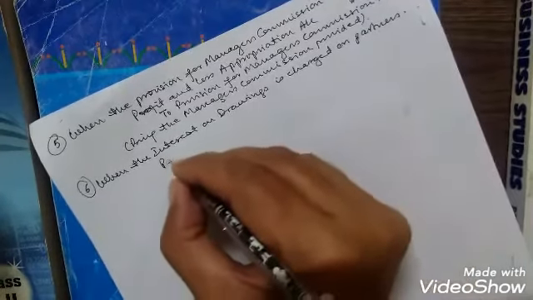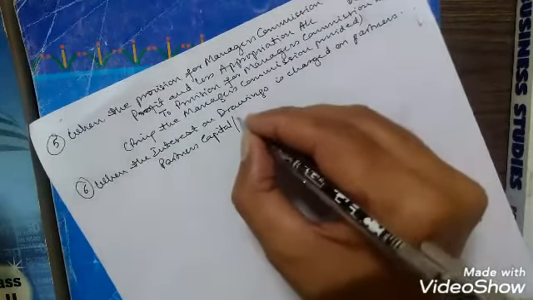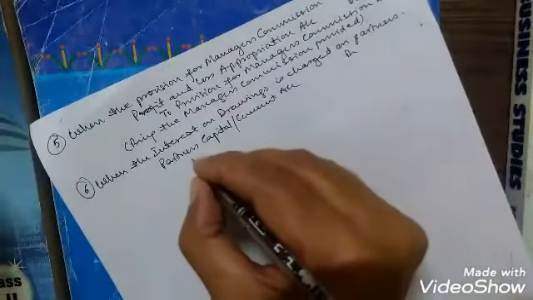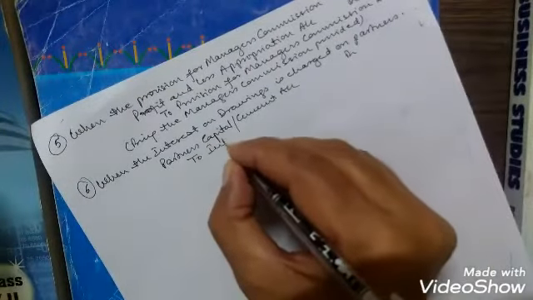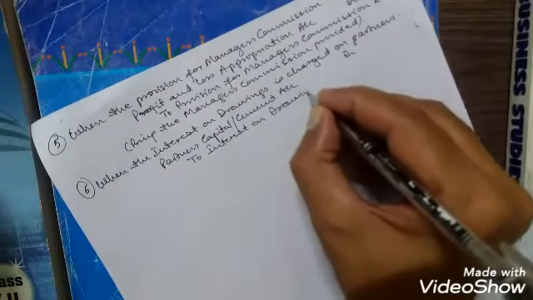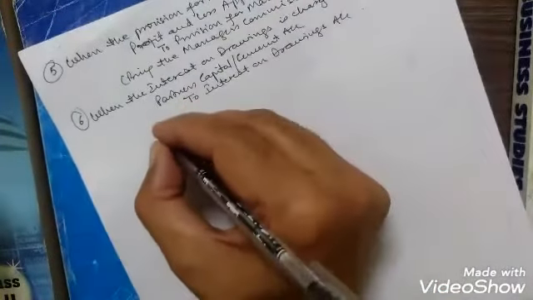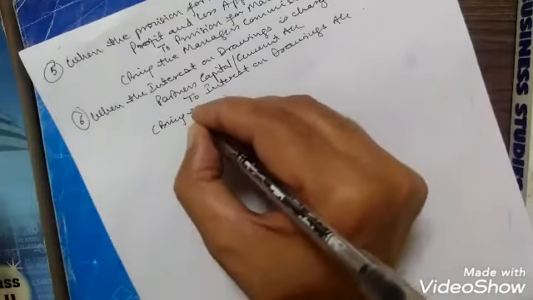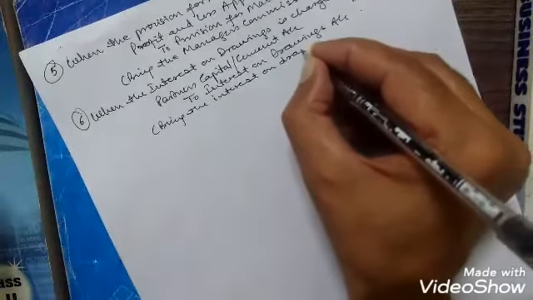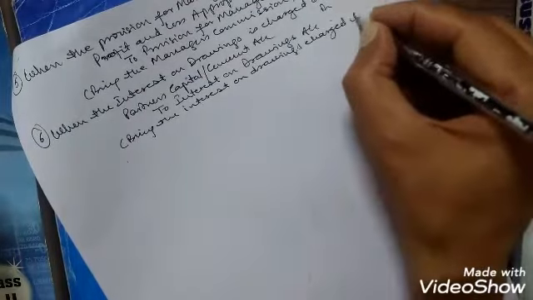So partners capital or current account debit to interest on drawings account, being the interest on drawings charged to partners.